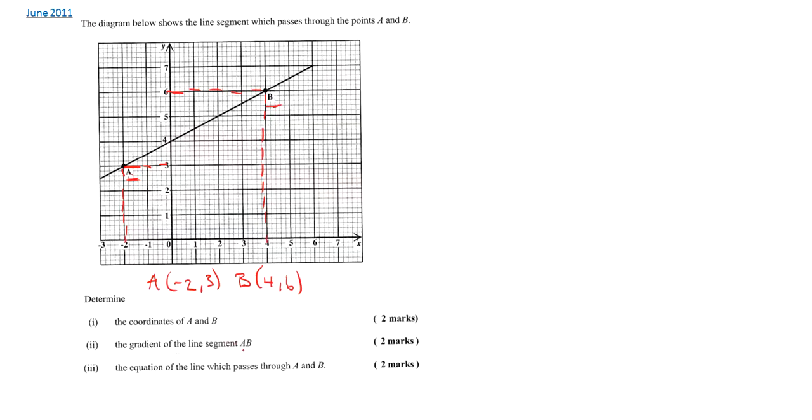Then you have to determine the gradient of the line segment AB. Now you need to label what x1, y1, x2, y2 are. So the gradient of a line is equal to, give me 1 sec.